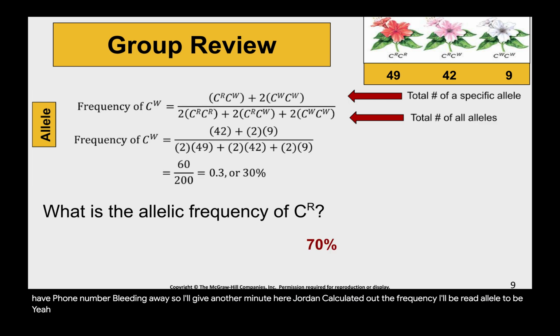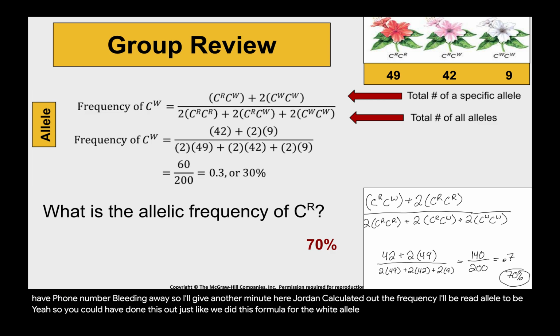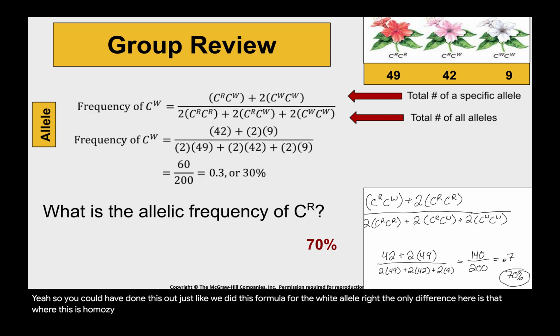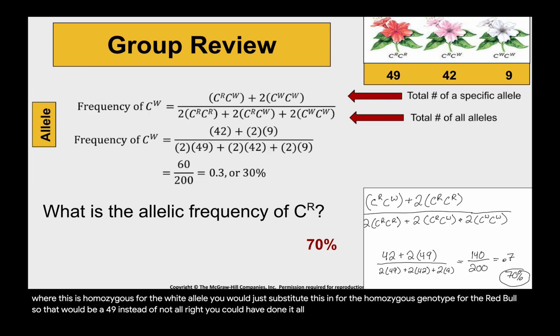So you could have done this just like we did the formula for the white allele. The only difference here is that where this is homozygous for the white allele, you would just substitute in the homozygous genotype for the red allele. So that would be a 49 instead of a 9. You could have done it all out longhand and come to 70%.